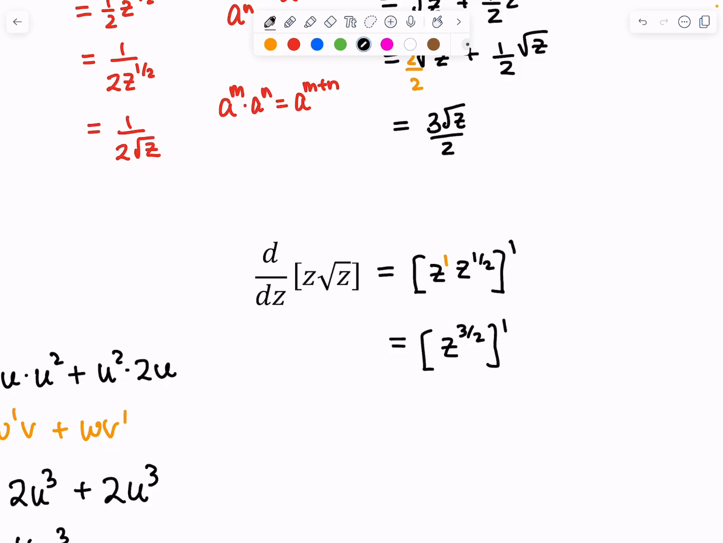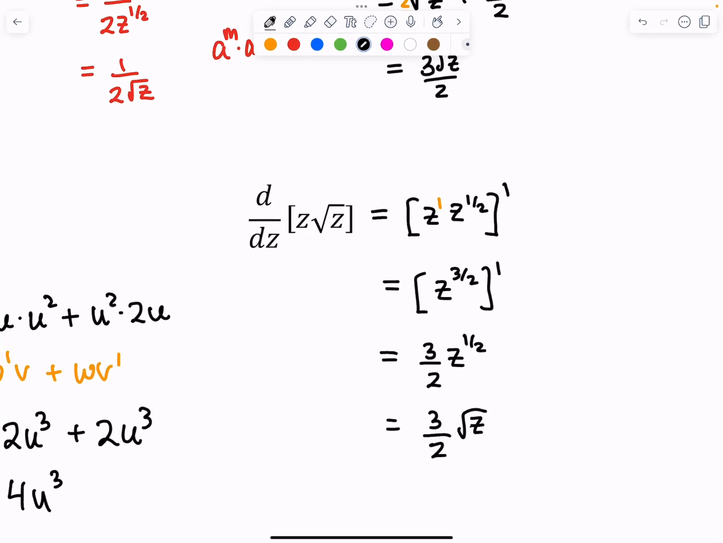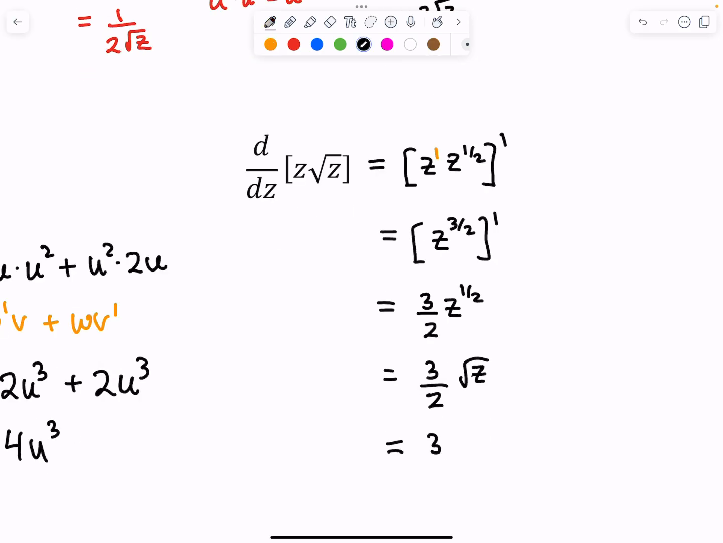Now I am prepared to use the power rule. The 3 halves drops to the front, z, and then our new power is 3 halves minus 1 is 3 halves minus 2 halves, which is 1 half again. And then, of course, that 1 half power just means square root of z. And when you multiply this fraction times this non-fraction, it will go to the numerator because you can think of it as being over 1, and then you simply multiply across. So we can say 3 root z all over 2.